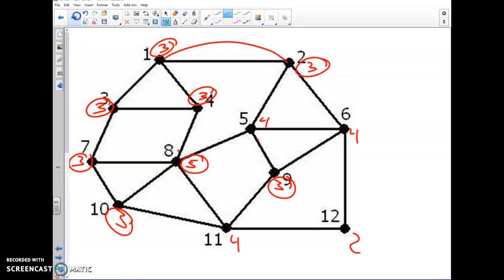Here, here, and maybe right through here. And now, if I wanted to draw a path, I start at one odd vertex and I end at another one.